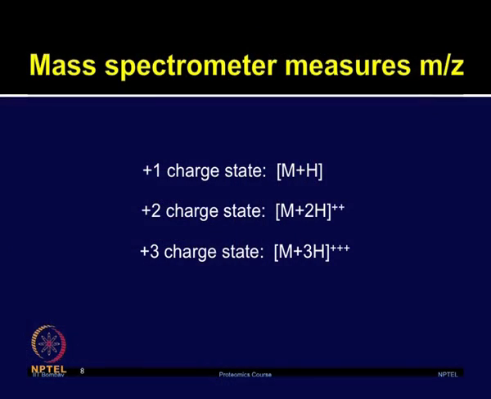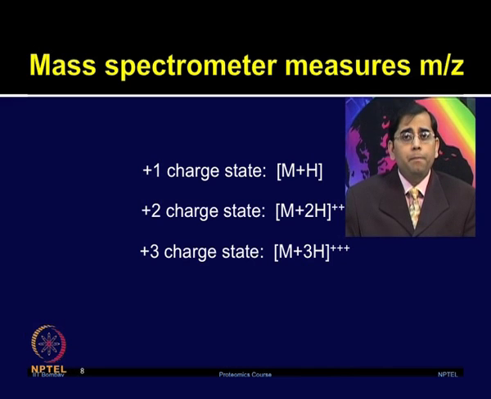So, a mass spectrometer measures m/z. The MS data is presented as mass to charge ratio, which is the mass of an ion, m, divided by the number of charges, z, it carries. So, total charge on an ion is represented by q equals z e, where e is the charge on an electron.